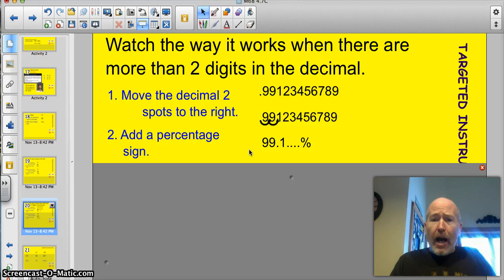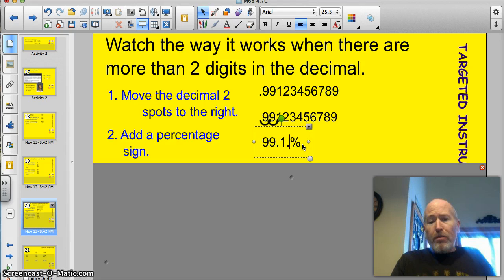All right, watch the way it works when there are more than 2 digits in the decimal. I made this ridiculously large decimal, which is basically 0.99, but look how I did it. I just moved it 2 spots, 1, 2, and that's where my decimal would be, 99.123456789%. That's usually the way we'd express it. We'd usually round it to the first digit or the second digit, whatever people want. If you want to round to the second digit, it would be 99.12%.